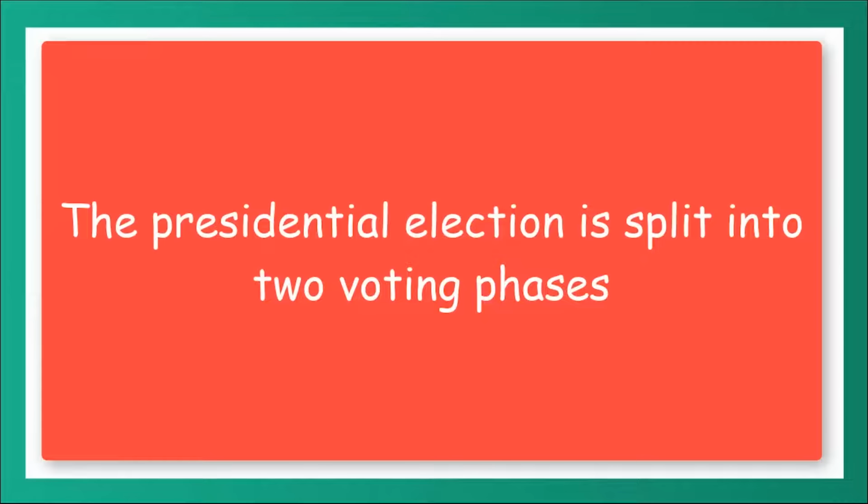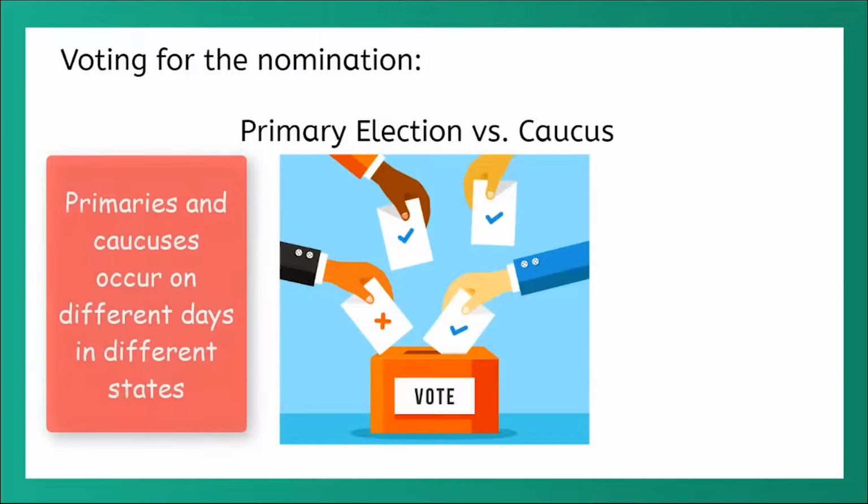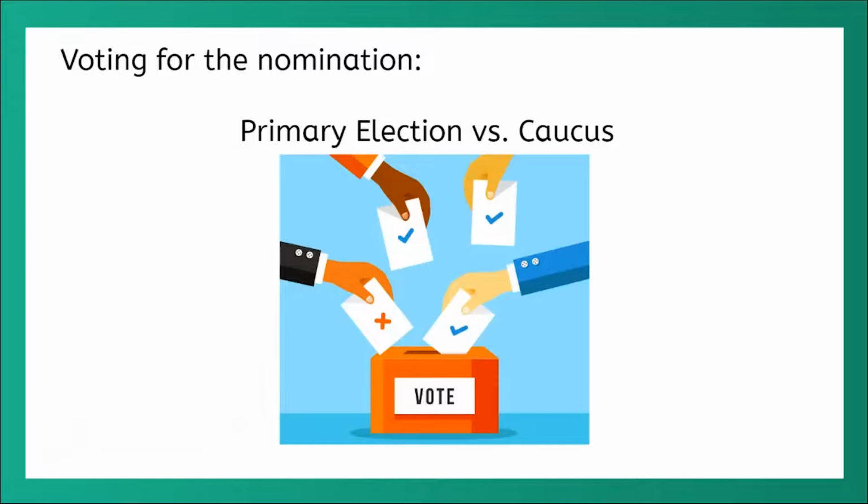The presidential election is split into two voting phases. The first phase is voting for the nomination in the primaries and the caucuses. The primaries and the caucuses occur on different days in different states. Some states only have primary elections, some states only have caucuses, and some states have both. But what's the difference between the two?